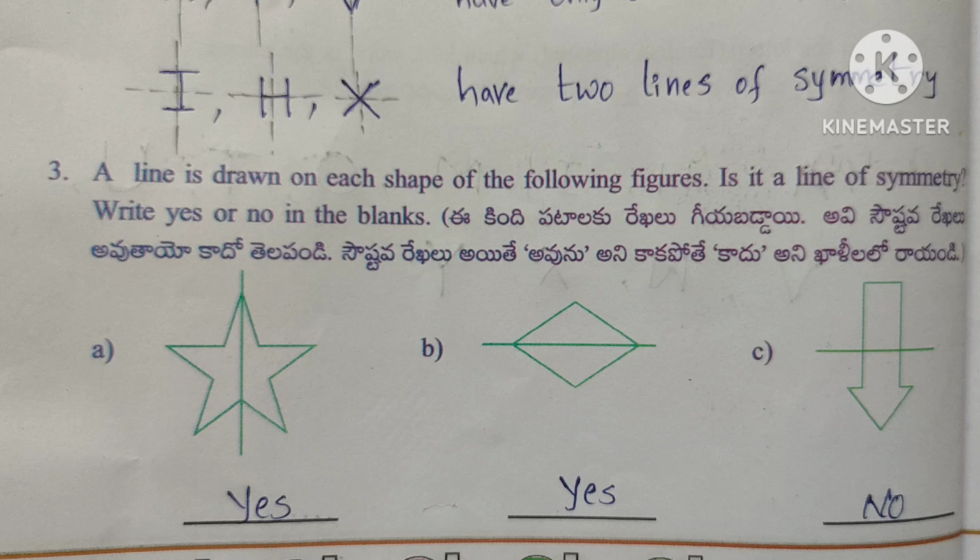Question number 3. A line is drawn on each shape of the following figures. Is it a line of symmetry? Write yes or no in the blanks. From figure A, it is a symmetrical line, so there you have to write yes. And figure B is also symmetrical, so there also you have to write yes. And C is not symmetrical, so you have to write no there.